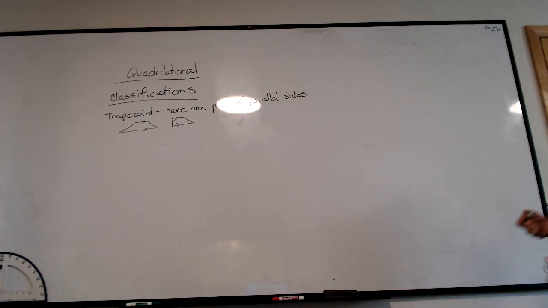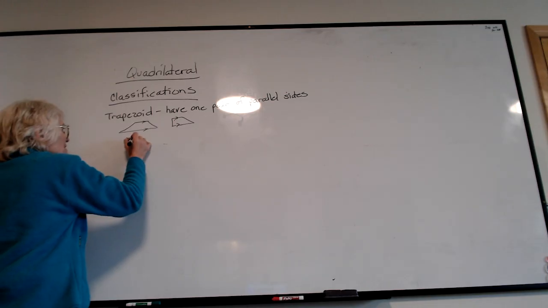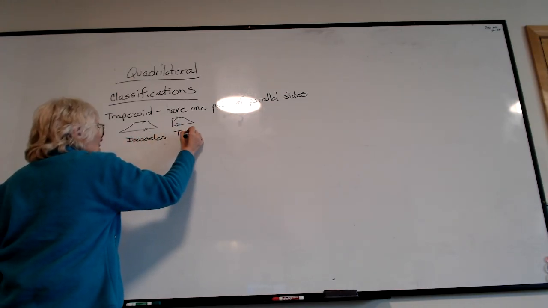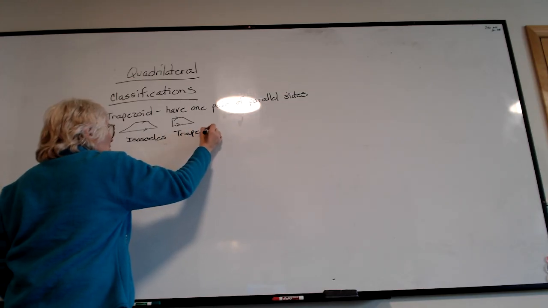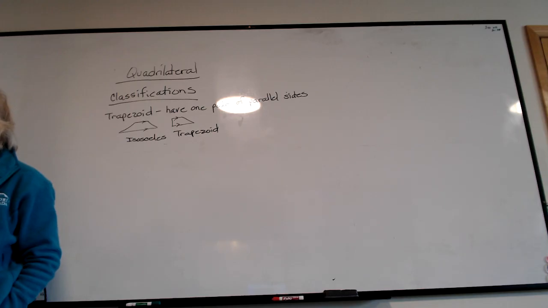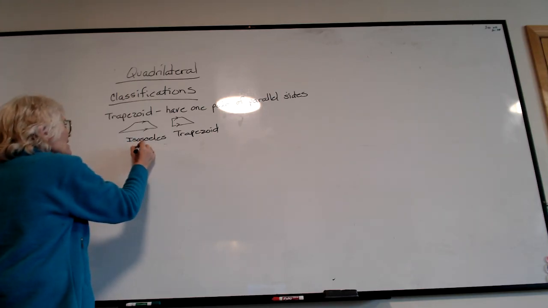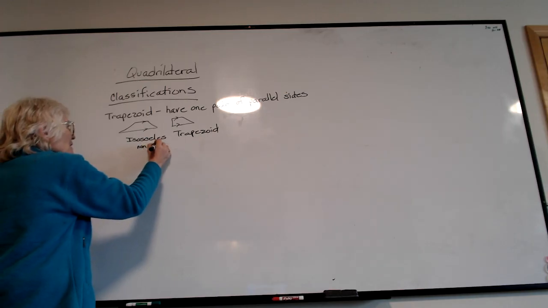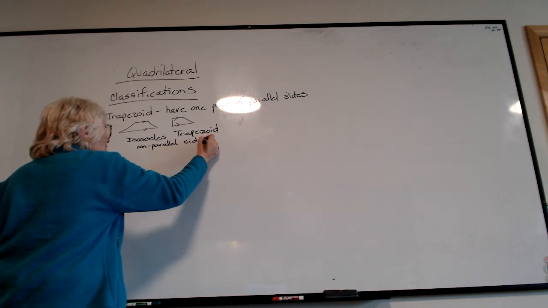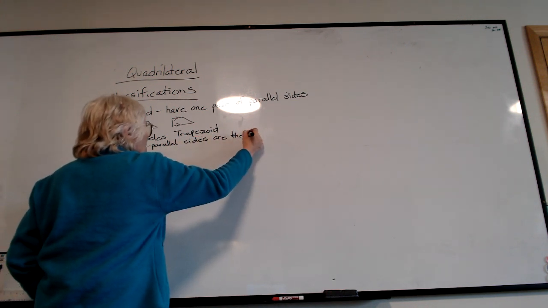Okay. There's a special type of trapezoid. It's called an isosceles trapezoid. And it's very much like an isosceles triangle. It has 2 sides that are equal. So it's the non-parallel sides that are the same length.